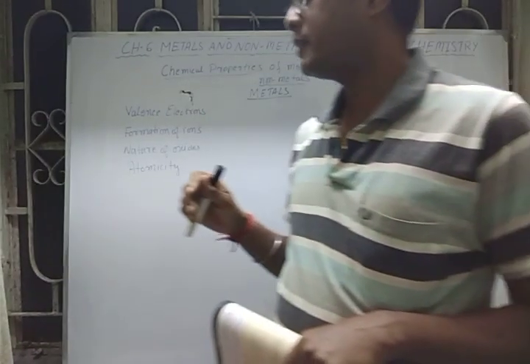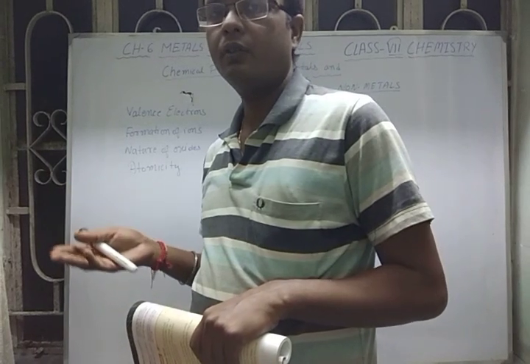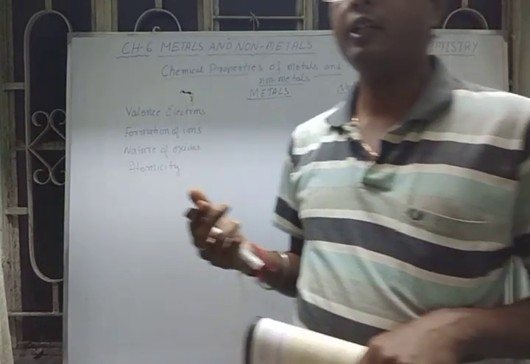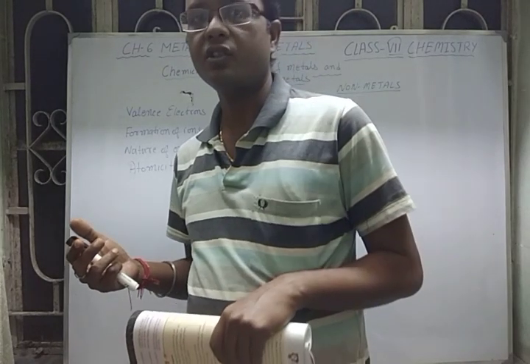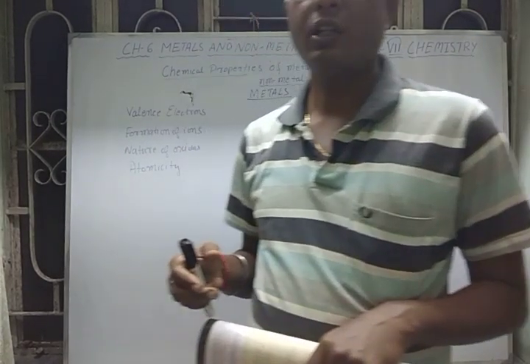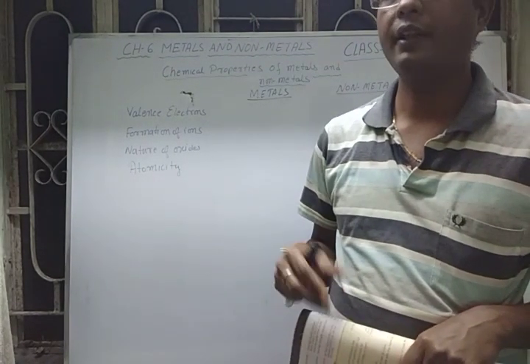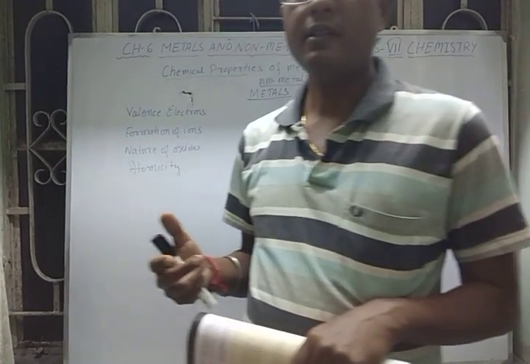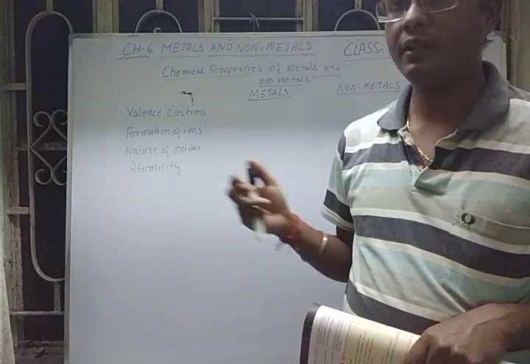What do you mean by valence electrons? Because as you all know, elements have atomic numbers, and this arrangement of electrons is called electronic configuration, and the number of electrons in the outermost shell is called valence electrons. On that basis we can differentiate.